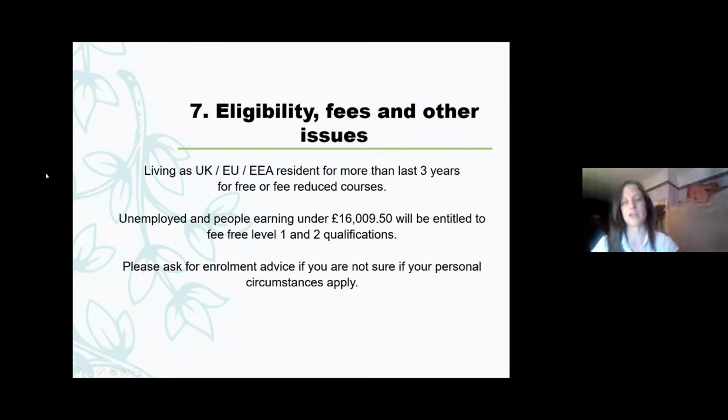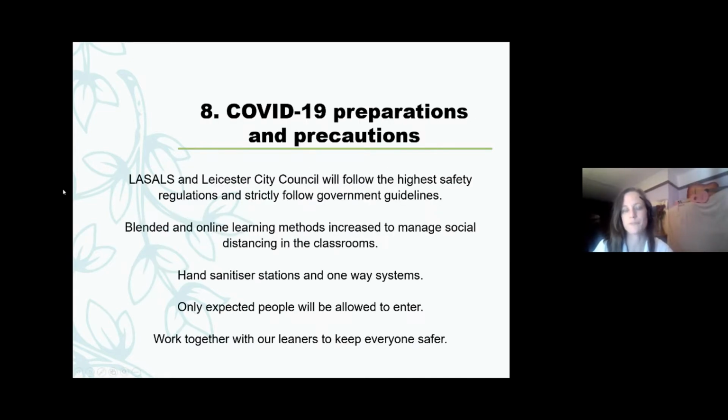The level 3 qualifications have different funding options. You will need to pay for them yourself or take out an advanced learner loan, which we will again talk to you about later on in the presentation.